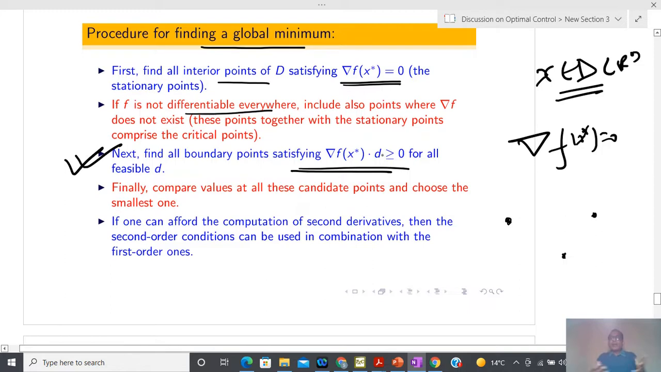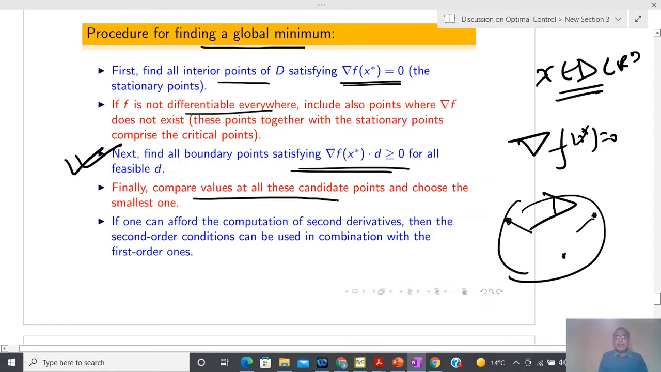So I have to write an algorithm such that whenever we are at the boundary, I can move in some kind of feasible direction. I will not leave the boundary, otherwise I cannot find the global minima of this region D. Finally, compare all these values and choose the smallest. And if the second derivative also exists, and you have some algorithm to find it, then move in that particular direction also and combine with the first one.